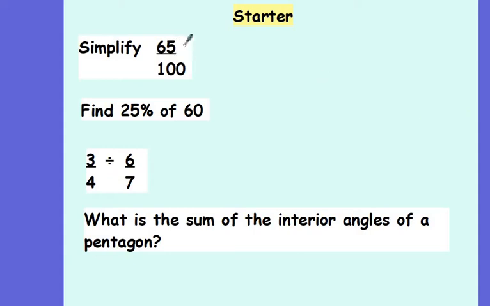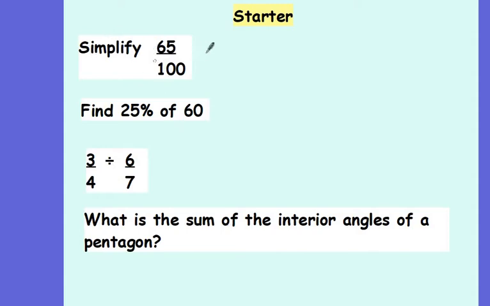Can you simplify 65 over 100 for me? Can you find 25% of 60? Can you do 3/4 divided by 6/7? And what is the sum of the interior angles of a pentagon? Pause the video and have a go at those questions in your light blue books now, please.